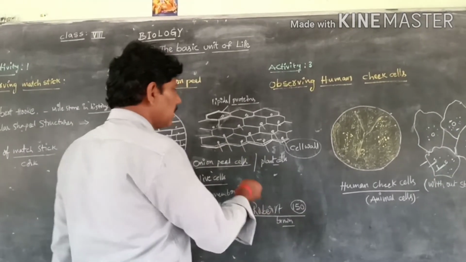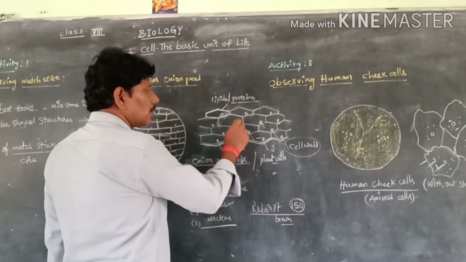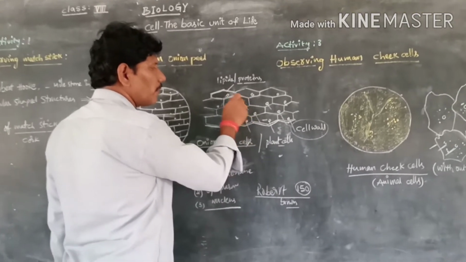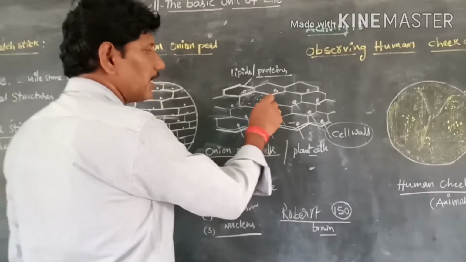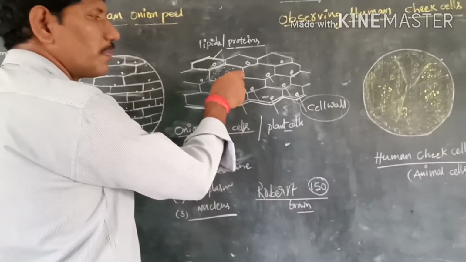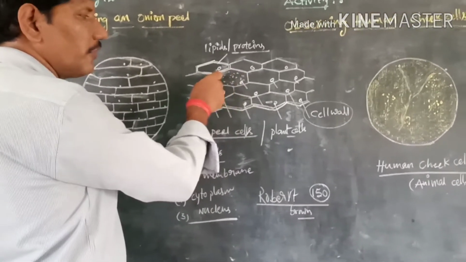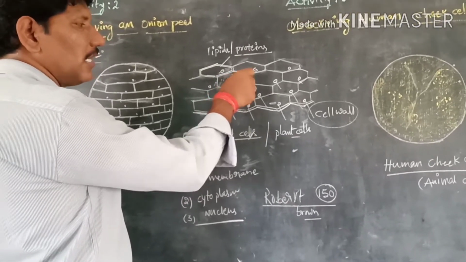Cytoplasm is called the fluid filled portion of the cell. The integral part of the cell is called the cytoplasm. Cytoplasm is a fluid filled portion which is present in the cell.